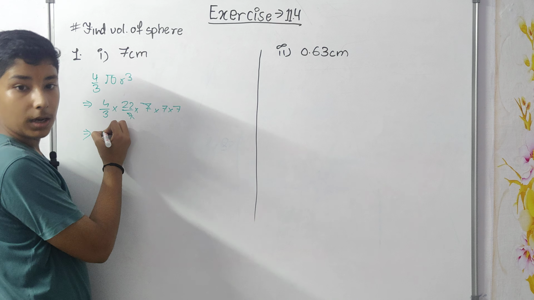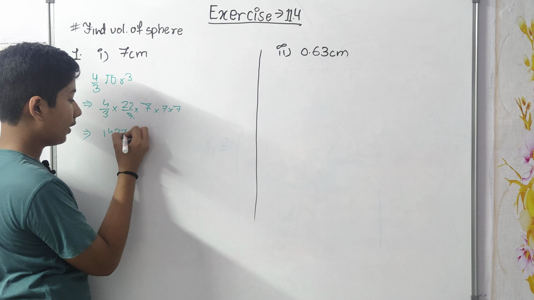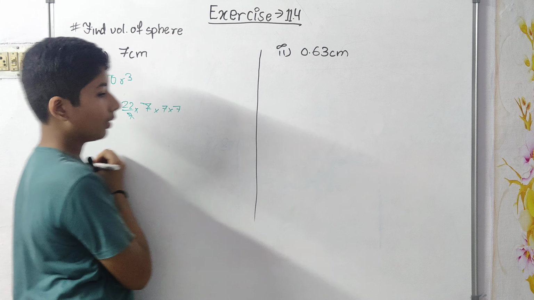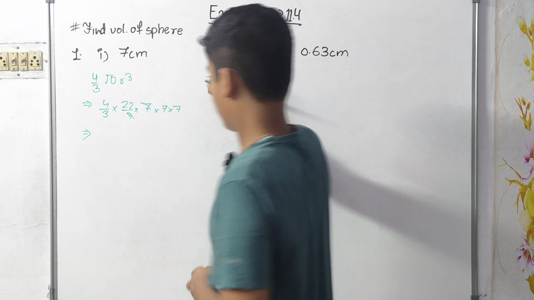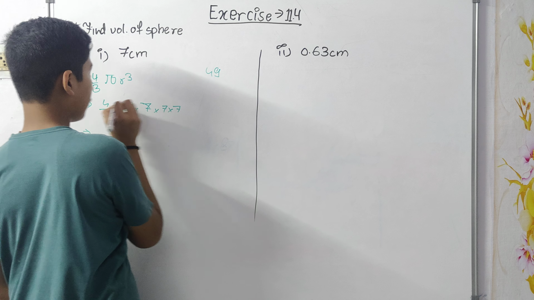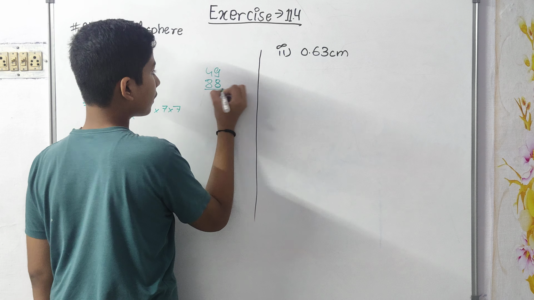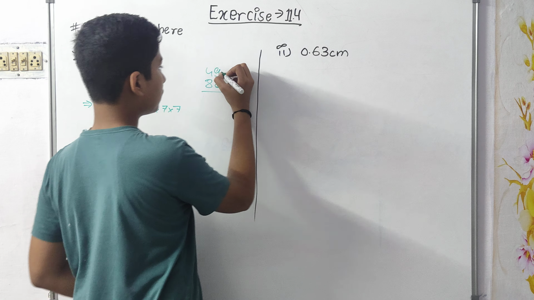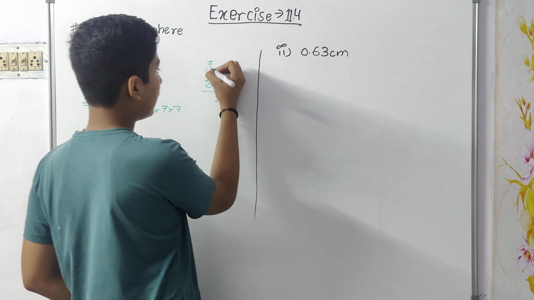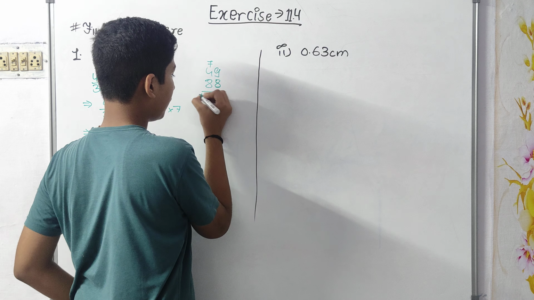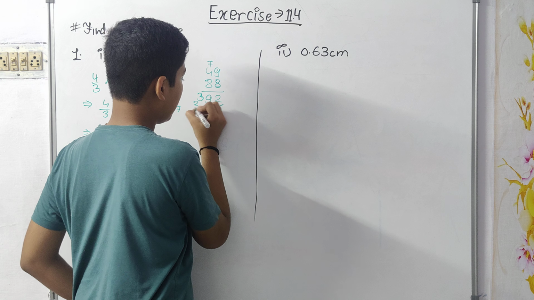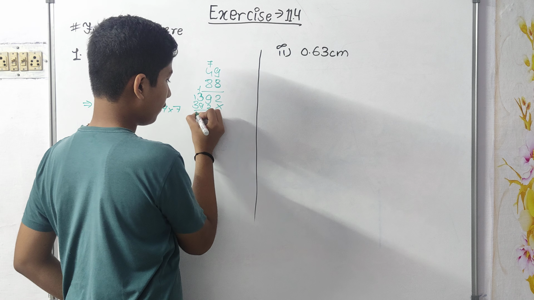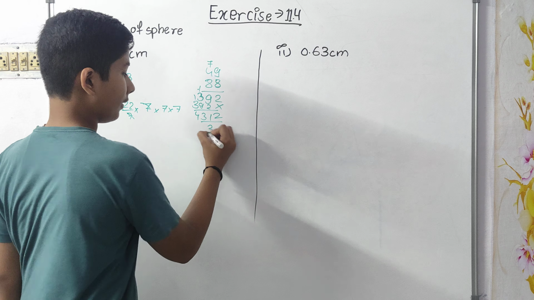So when we solve this, we'll get the answer. 7 7s are 49, into 22, 44, 88. So 49 into 88 gives 4312, divided by 3.